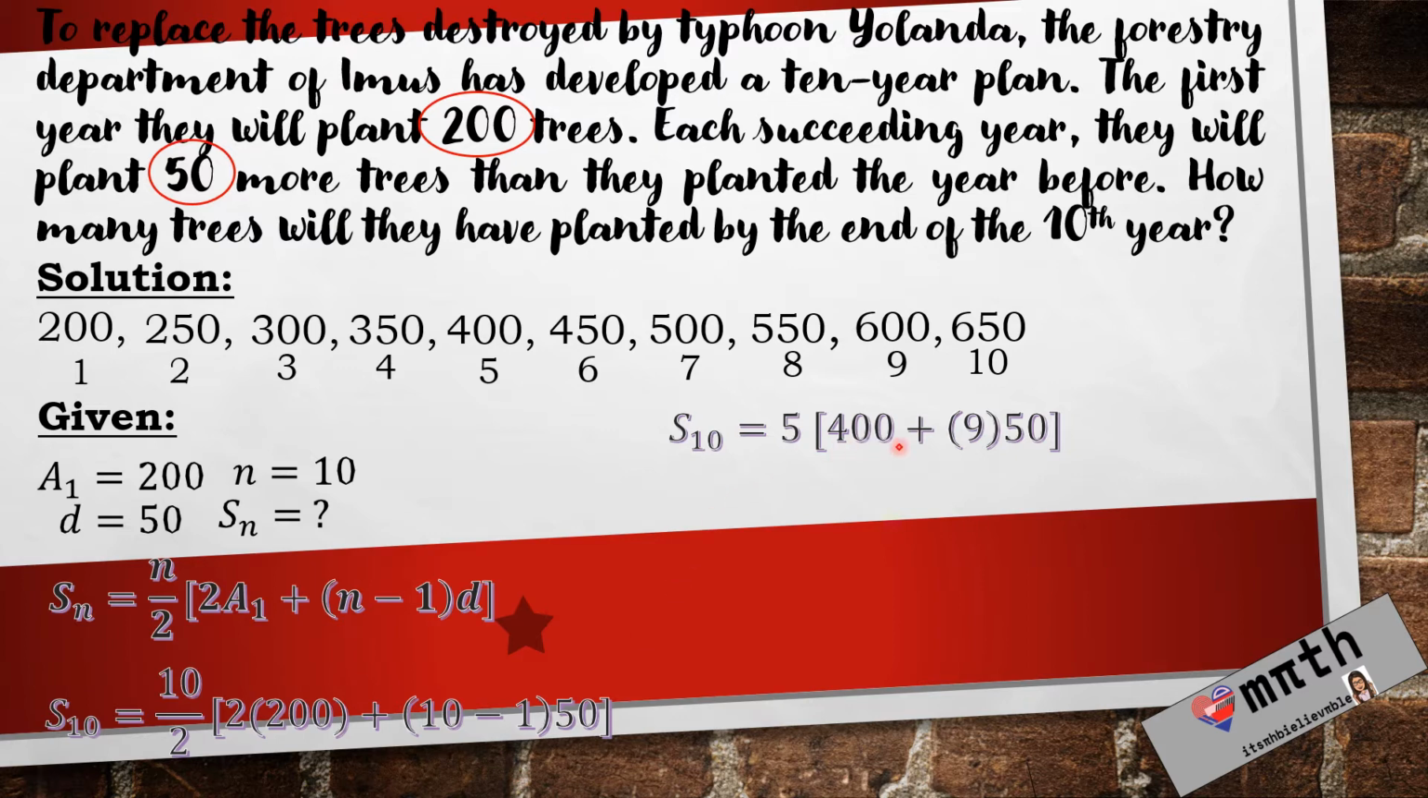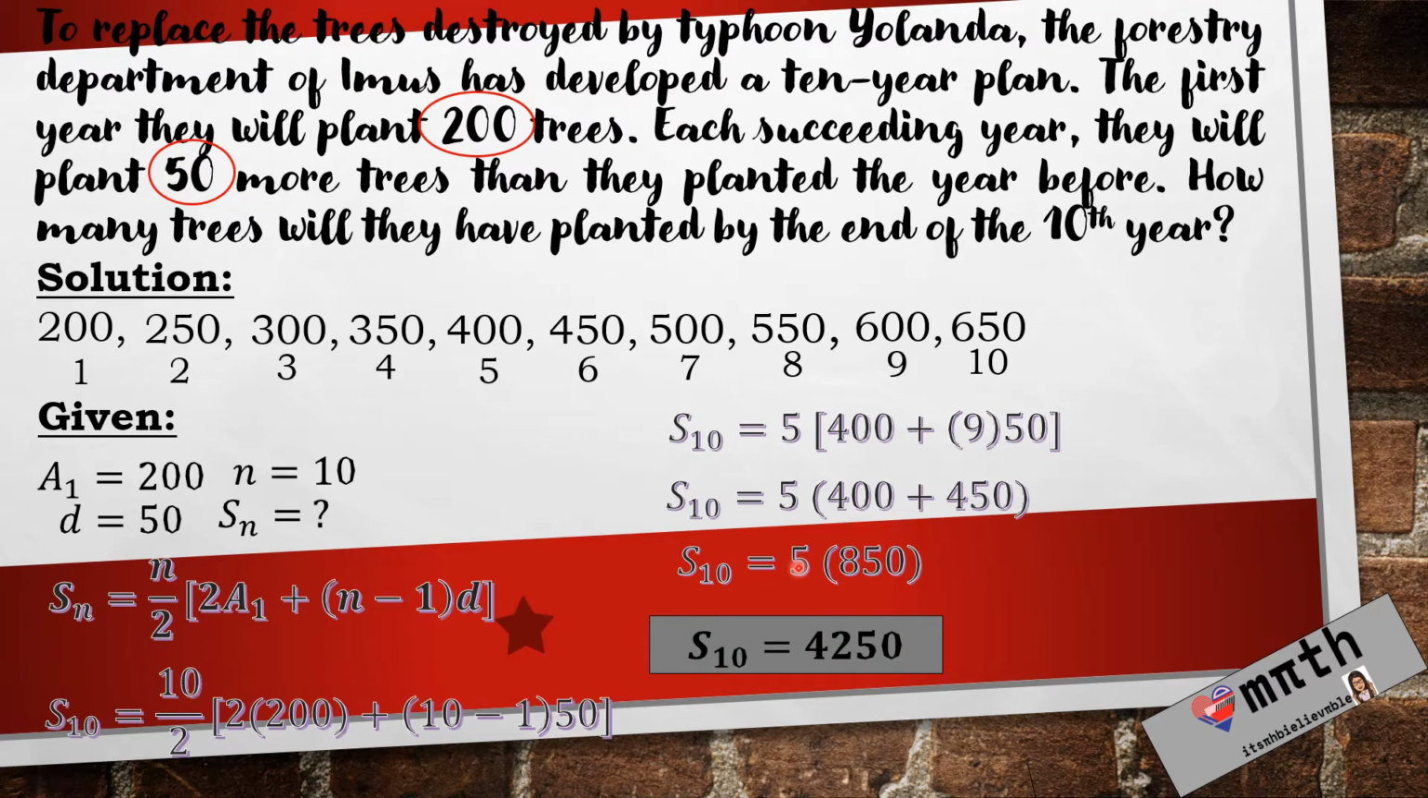From here, we can already solve by multiplying 9 times 50, which is equal to 450. Then add 400 to 450, that will be 850 rather. Then 850 times 5, that would be equal to 4,250. So the answer would be there are 4,250 trees that have been planted from the first year up to the end of the 10th year.